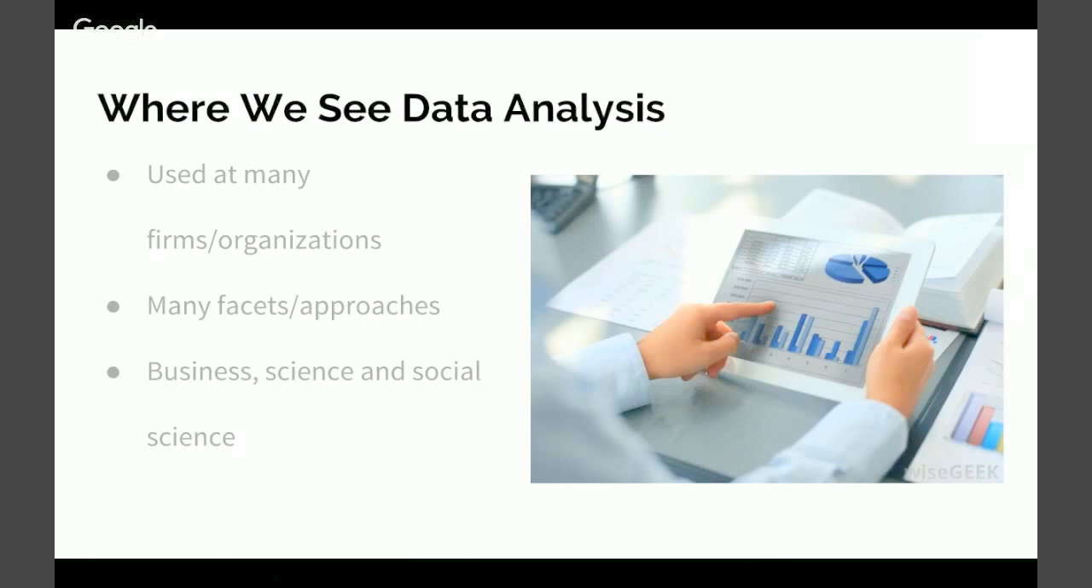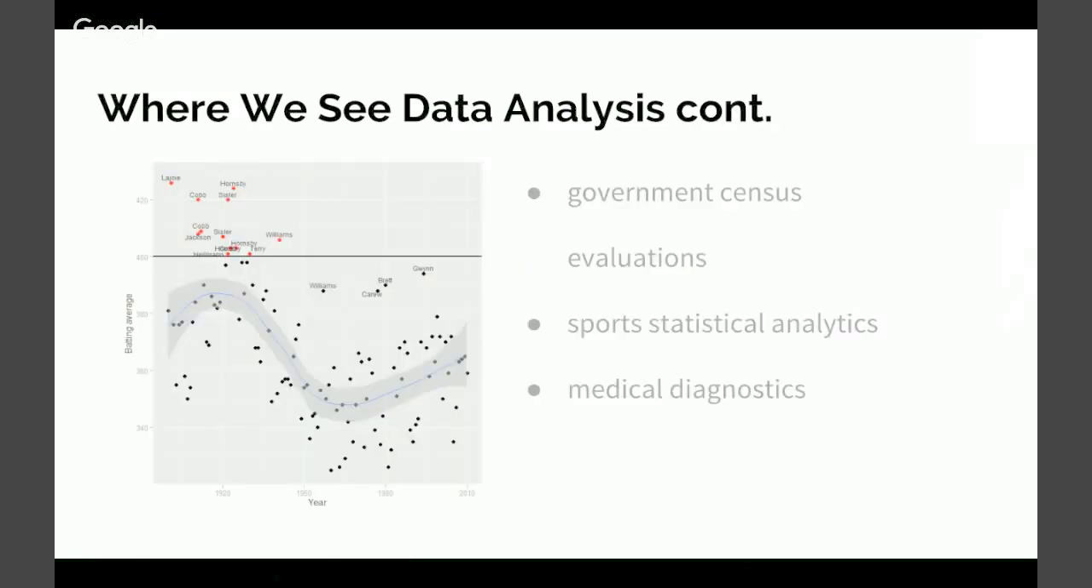So where do we see data analysis currently? We see data analysis being used in many different firms and organizations today. It has many facets and approaches that apply to many different businesses, science, and social science realms. Use of data analytics is seen in industries like government census evaluations, sports statistical analytics, and even medical diagnostics. Here on the left scene is an example of data analytics being used in sports statistics.